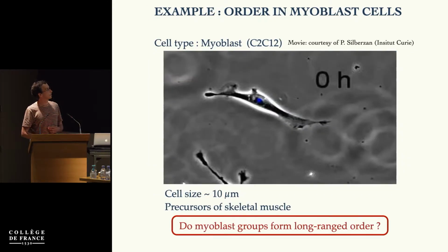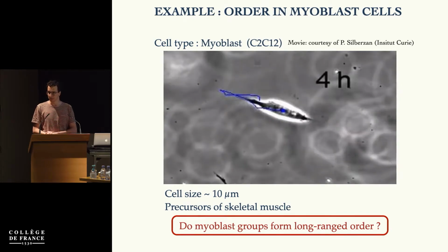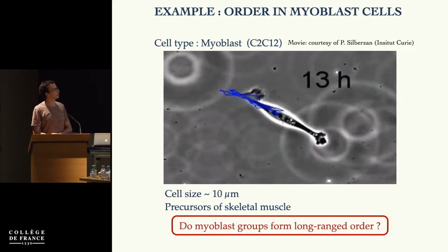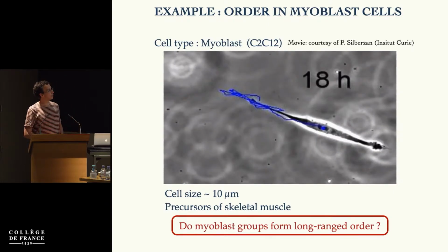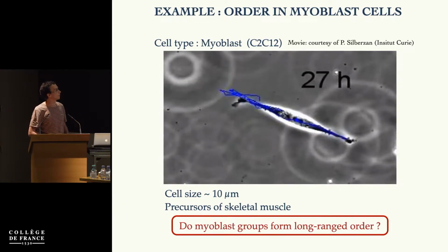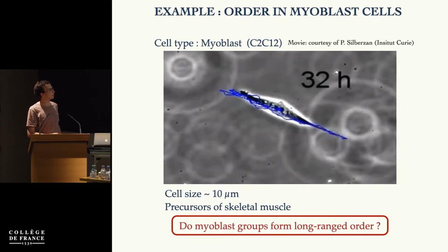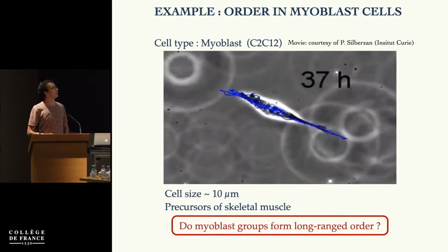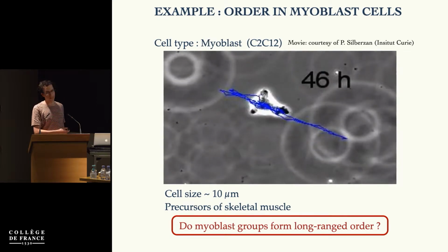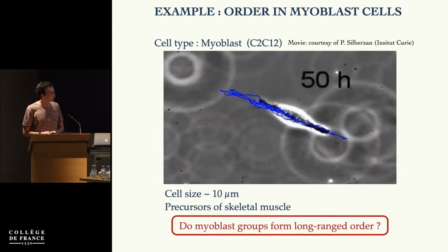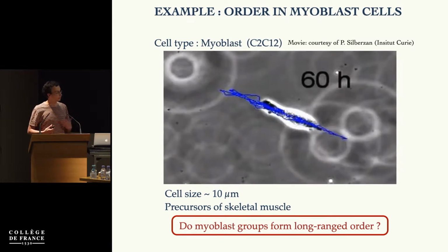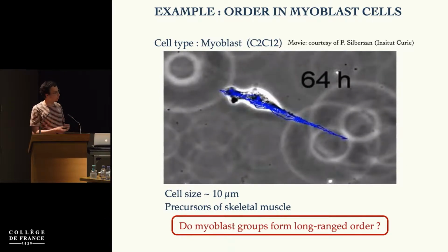The cells that we use in this work are myoblast cells. They will eventually form, or become parts of, a muscle. When you look at these cells as they migrate on a surface, there are two noticeable things. The first is that their shape is rather anisotropic. The second is that the migration of these cells is mainly restricted along the axis defined by their body. So at this stage, we asked ourselves whether the collectivity of these cells would form a long-range order as well.